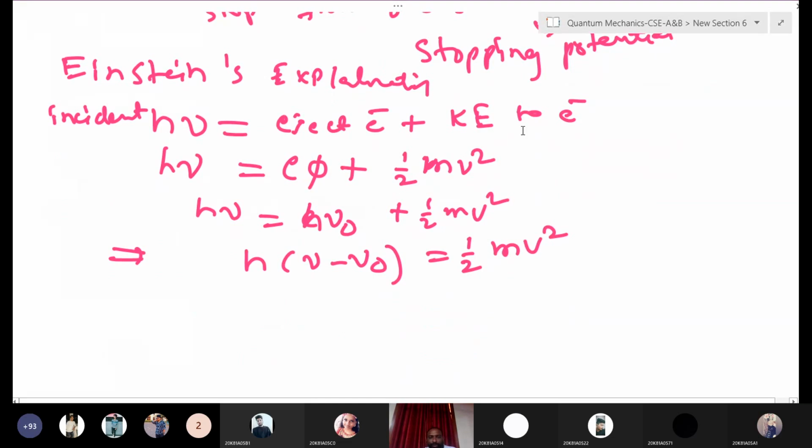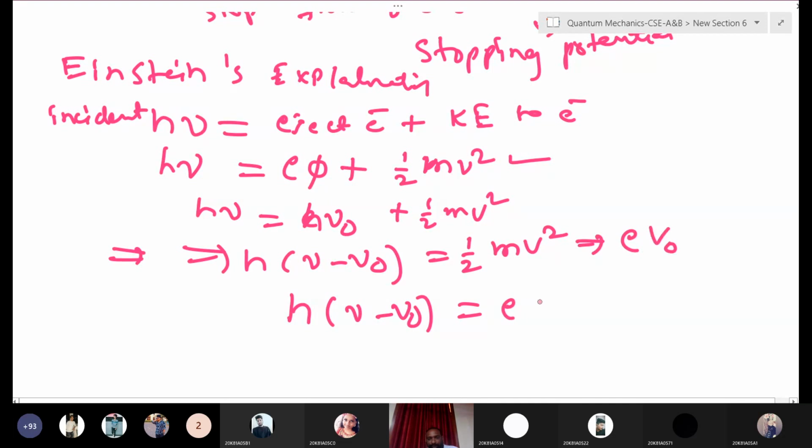This is the only step you have to know. After that it is just simplification, nothing to worry about. So this is Einstein's photoelectric equation. After that you can simplify also. Here half m v square is equal to e V0, where V0 is the stopping potential.